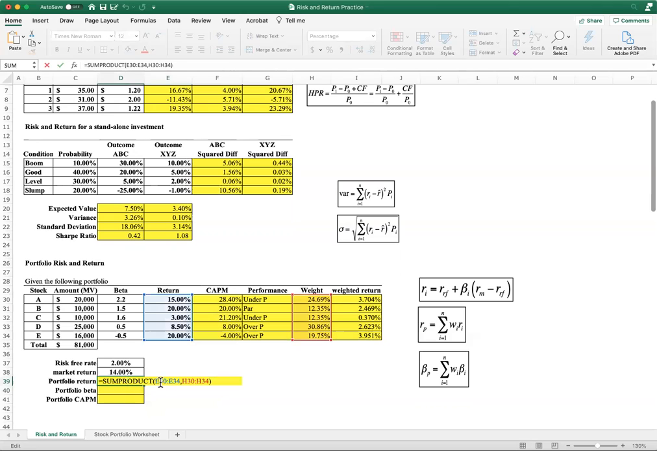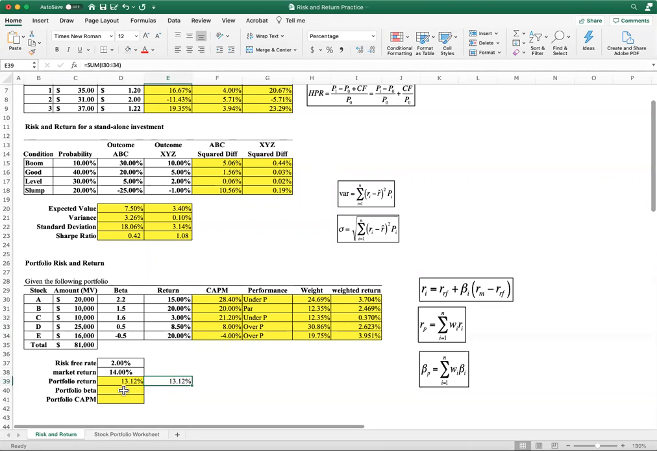What SUMPRODUCT does is it takes the product between return and weight for each stock, and then it sums the 5 products up, right? So there are 2 steps in one. Since we have already done the first step, we can simply do the sum. This is what I call the manual calculation because it takes 2 steps. Sum all the weighted returns, and it will give you exactly the same number. Okay, so that's what weighted return is.